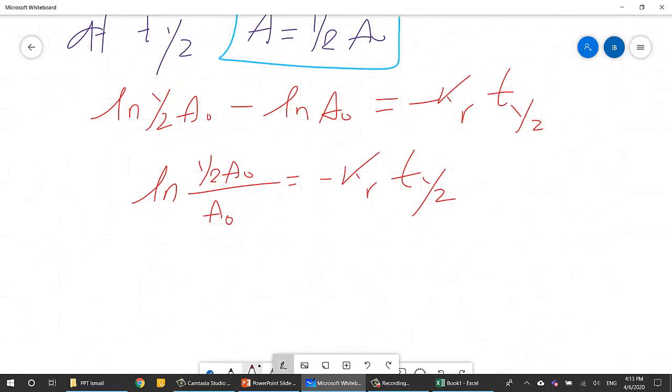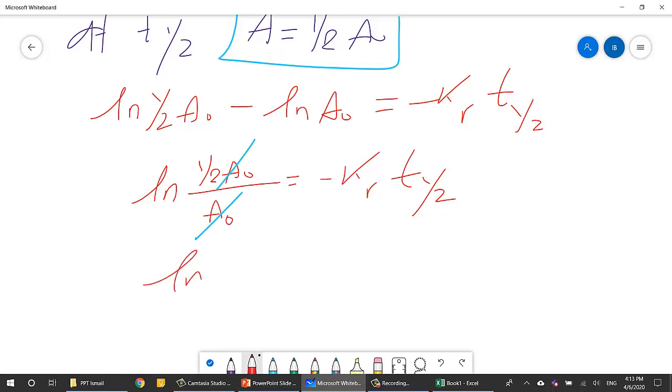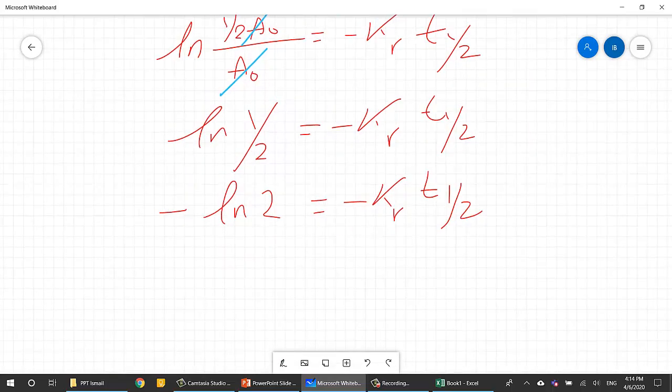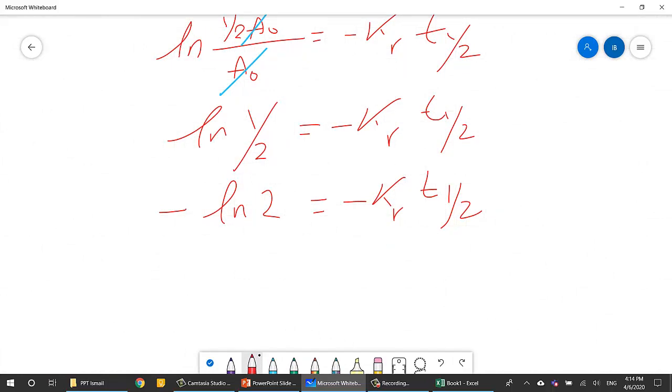And therefore, this cancels with this easily. We have ln half is equal to minus Kr t half. And ln half is minus ln 2, as you know. So this is minus ln 2 is equal to minus Kr t half, and therefore the minus goes with the minus, and you have the equation that t half is equal to ln 2 divided by Kr.